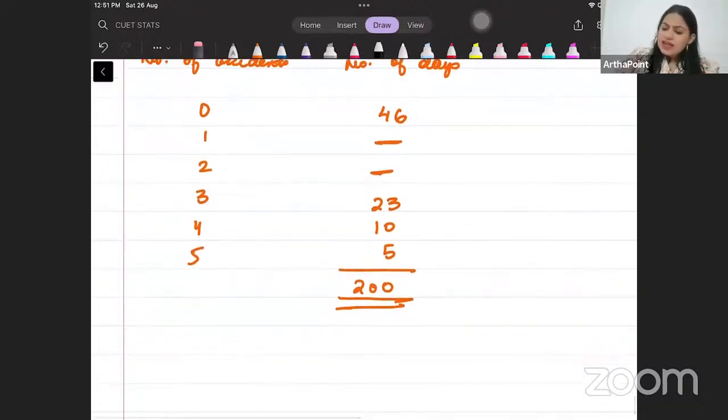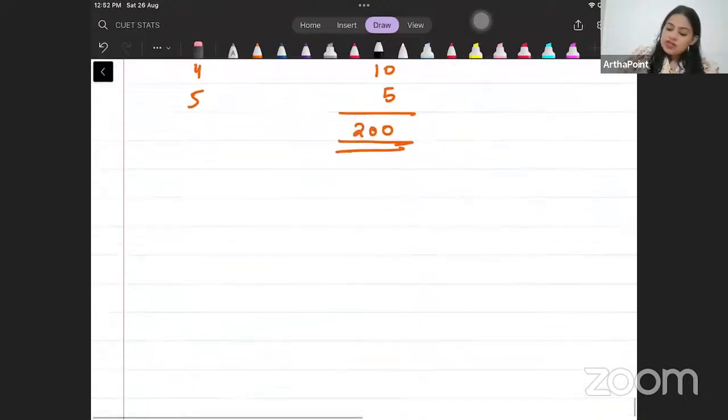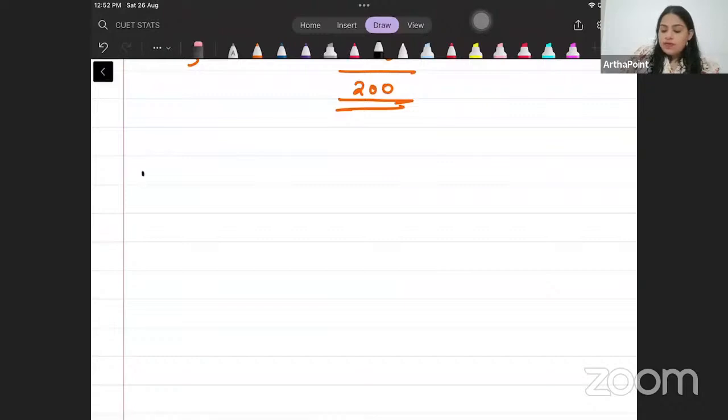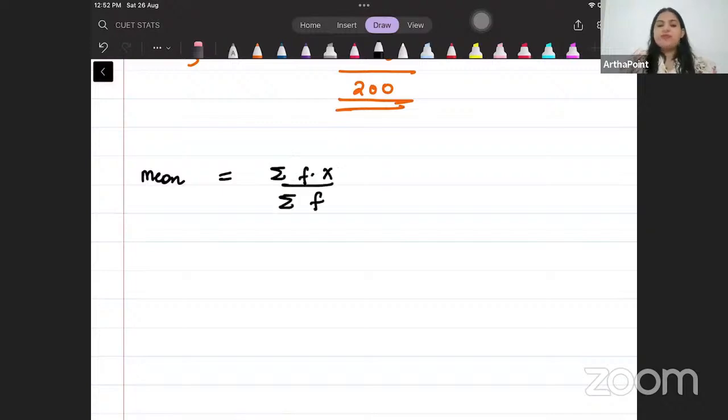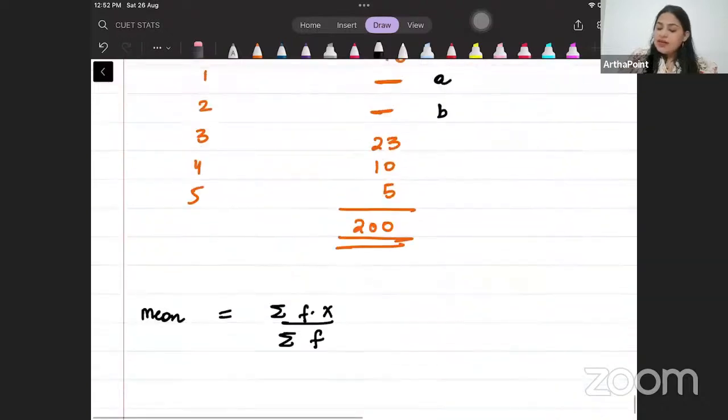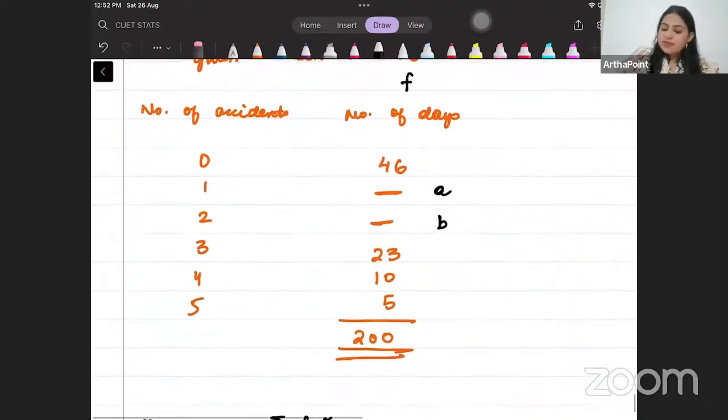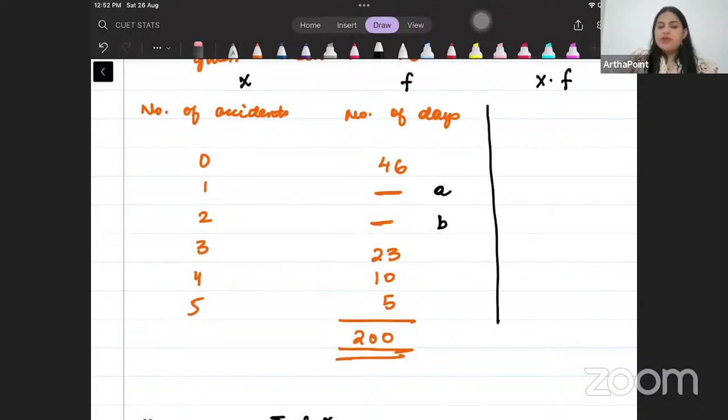So let's say, beta, that I name these missing frequencies as A and B. So what is the formula of mean? Mean is summation F into X by summation F. Now when I go ahead and I find the summation, ये मेरा frequency है, ये मेरा X है. So when I go ahead and I do X into F, what will I get? 46 into 0 is 0. A into 1 is A. This will become 2B. 23 into 3 will be, let's go 25 लेना है, sorry.